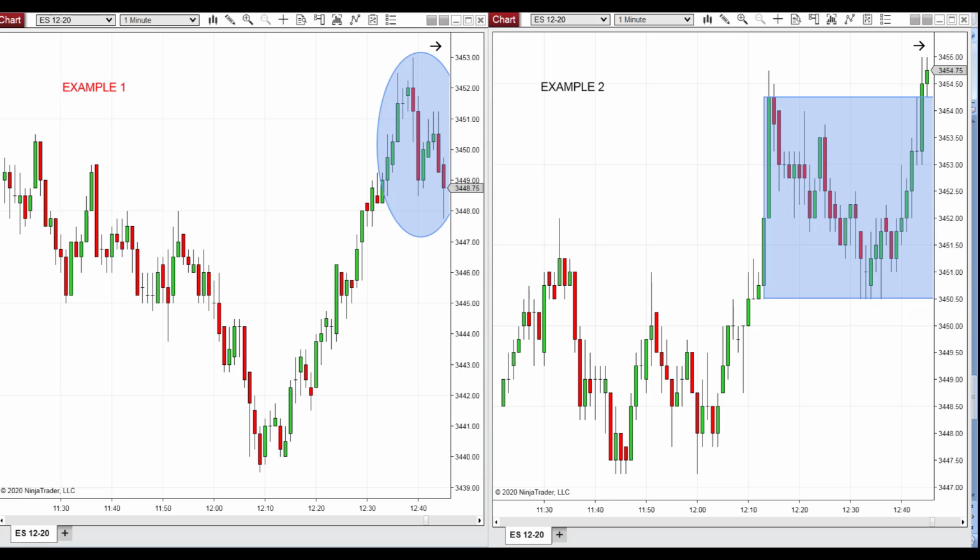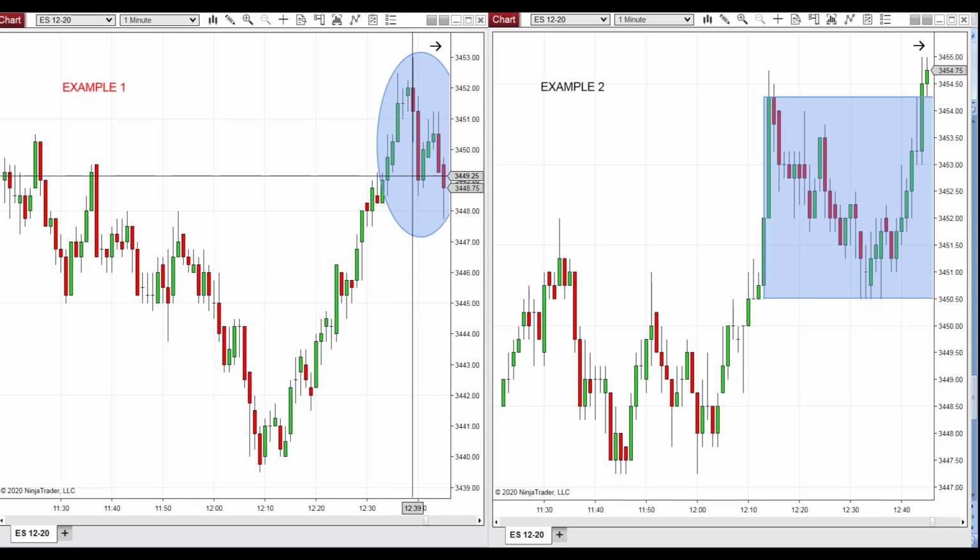So both of these charts are ES charts. They're both on the 1-minute time frame, and they both are going until 12:45 p.m. Pacific Standard Time. That's the last bar that I'm demoing here. So both example 1 and example 2 are 2 different days, and they're headed towards close. Okay, so they're 15 minutes before RTH close.